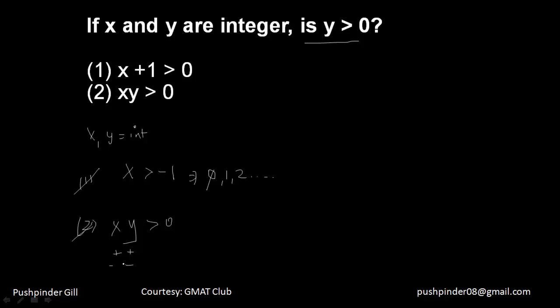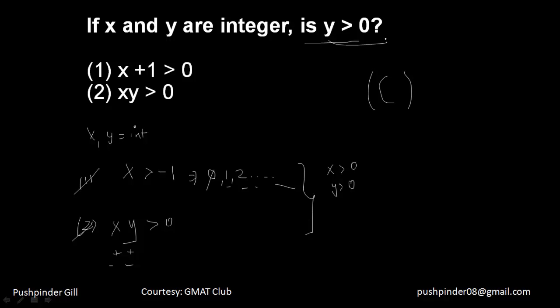Because that means if x into y is greater than 0, if x is 0, the product is 0, which is not possible at all. So the only values for x which are left are 1, 2, 3, 4, 5 and so on. Combining both the statements, x is a positive number. Now since x is positive and x into y is greater than 0, y is also positive. That means, combining both statements, yes, y is greater than 0.